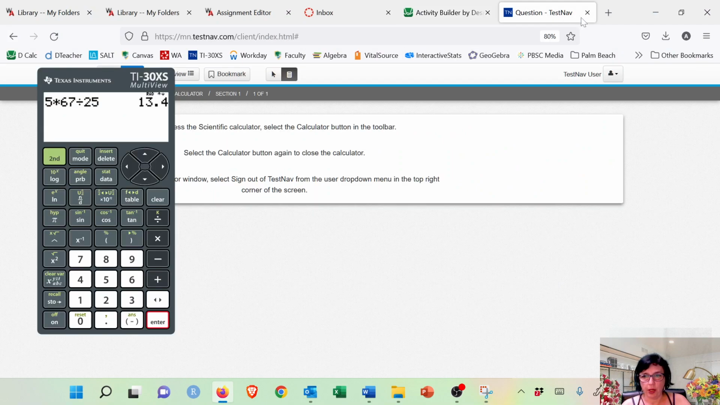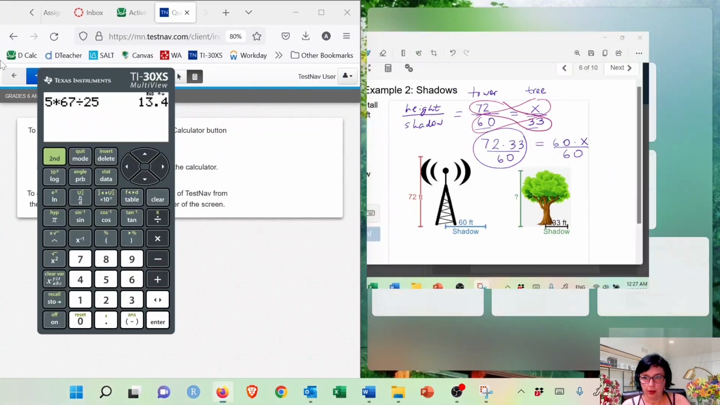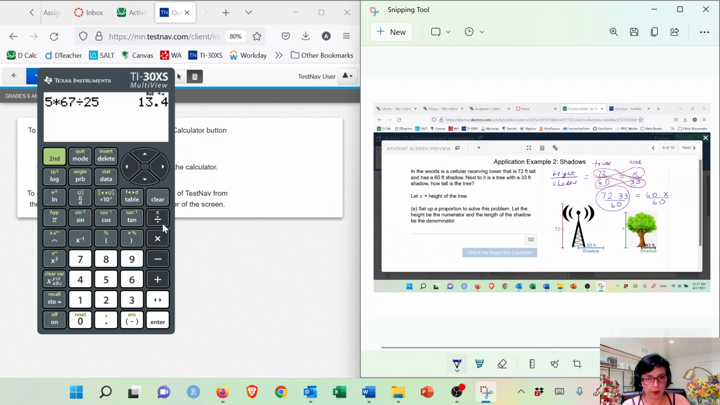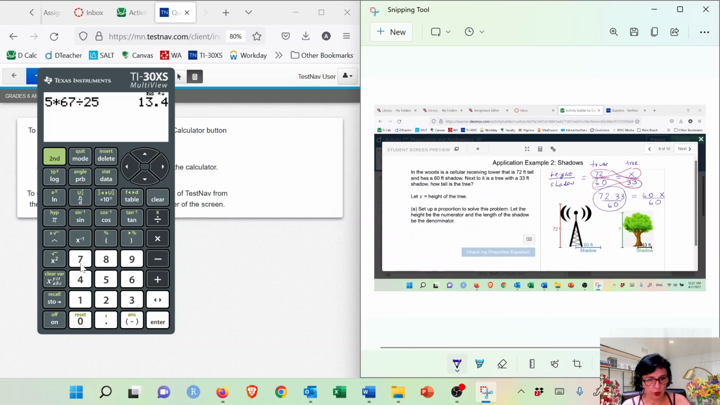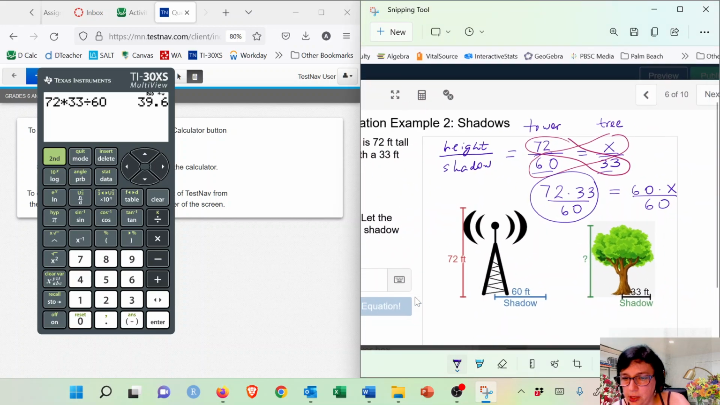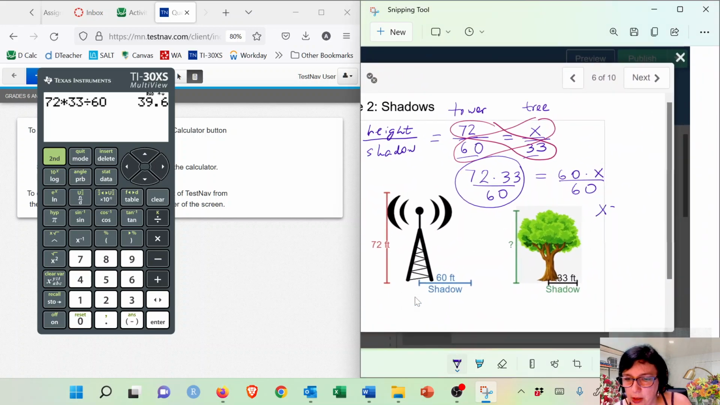If I go to my calculator, I just need to multiply 72 by 33, and then divide that by 60, and that tells me that it's 39.6, which should make sense. The tree is going to be slightly taller than the shadow, just like the tower is taller than its shadow. The tree is also going to be taller.